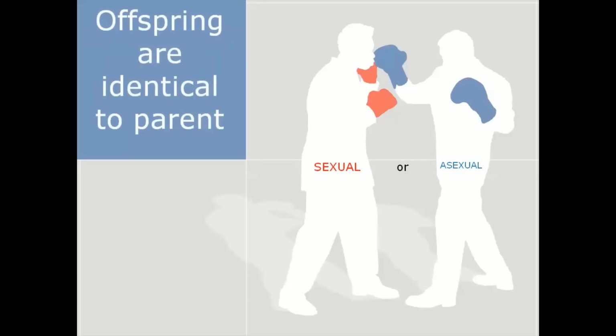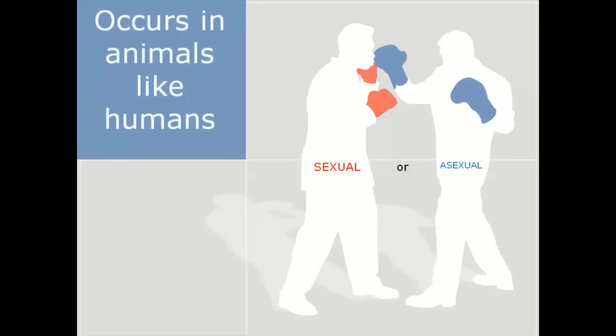Offsprings are identical to parent. Asexual. Occurs in animals like humans. Sexual is the obvious answer. This was the last one. Very good. That was easy, wasn't it?